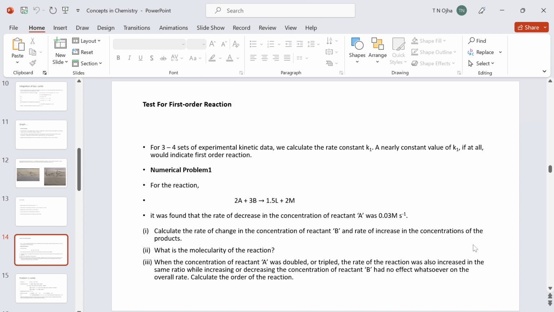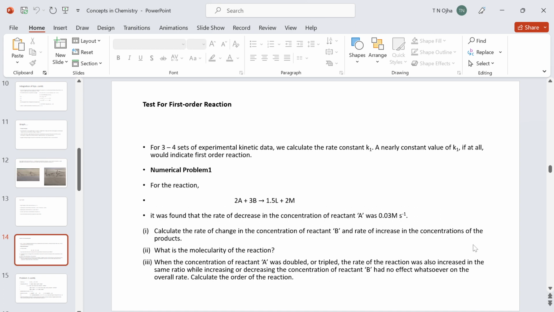Now we will take up few numerical problems. Numerical problem number 1. For a given hypothetical reaction 2A plus 3B giving 1.5 L plus 2M, we have to determine a number of parameters from this. Concentration of A is given as 0.03 mole per second at a given time. Now we have to calculate changes with respect to B, L, and M also. We have to calculate molecularity and we have to determine order also.